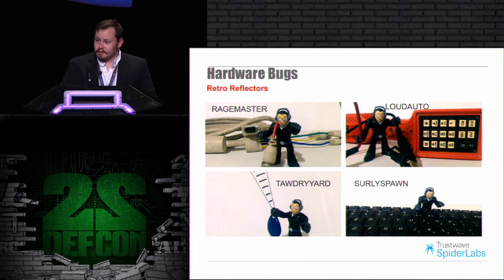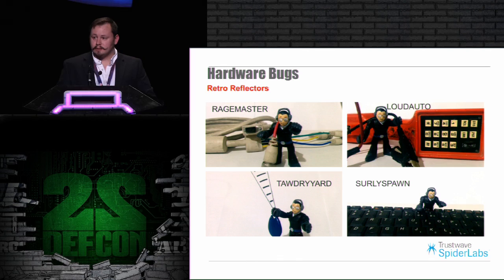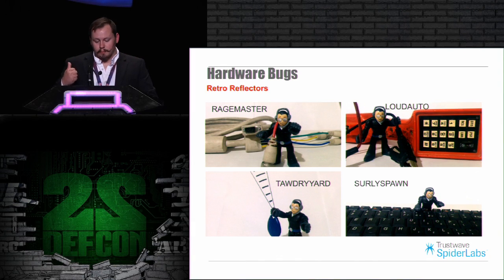First, and again, the second introduction of Surveillance Sam, this is a series of hardware bugs. These are all called retroreflectors. RageMaster is a bug that attaches to your VGA cable, typically along the red data feed. It is used to transmit the data from your VGA cable's red feed to a remote source so they can see what's on your screen. Loud Auto is basically an embedded microphone in systems. These have existed since the 60s and well before. A little miniature microphone that, when an RF signal is sent to it, starts transmitting what it hears in the room. Same thing, Tardriard is a radio beacon.